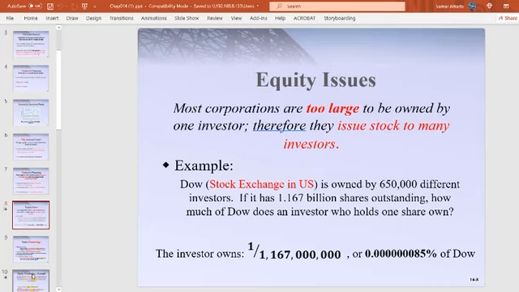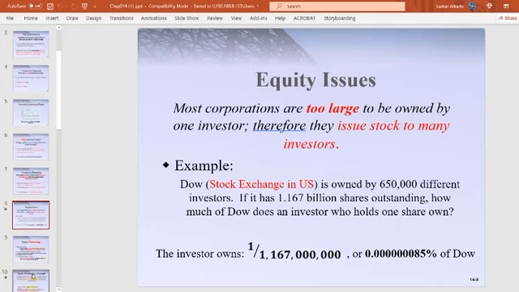It is called Dow Jones. This is actually a stock exchange in the US, and it is owned by 650,000 different investors. Different investors have invested in Dow. Now, assume the number of shares in the market is 1.167 billion. We want to know how much of Dow an investor who holds one share owns.